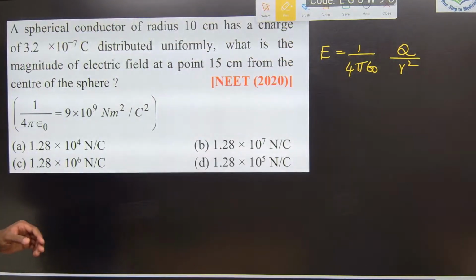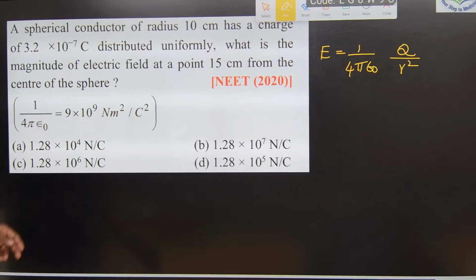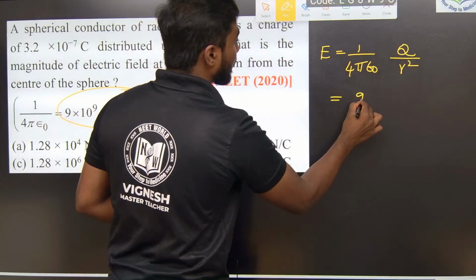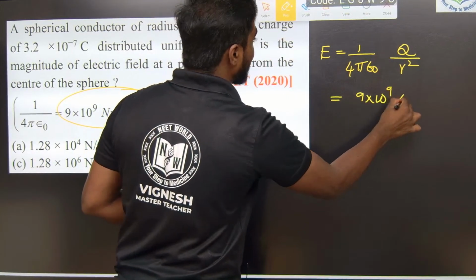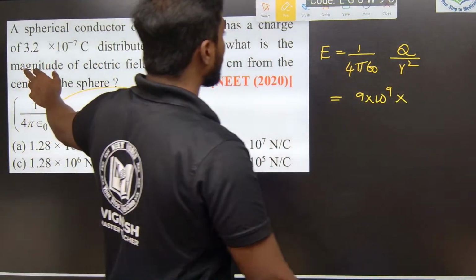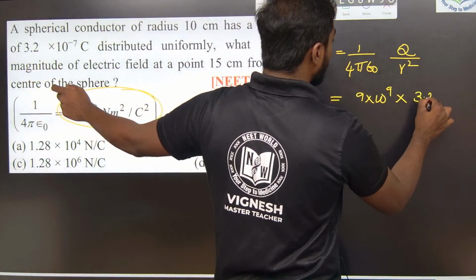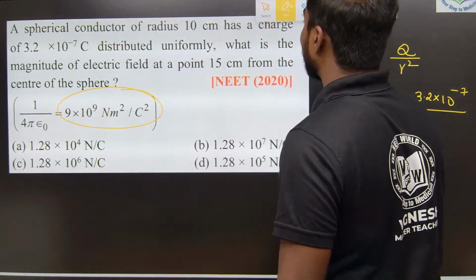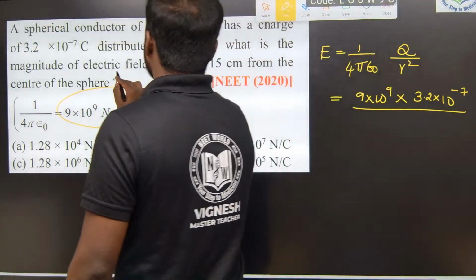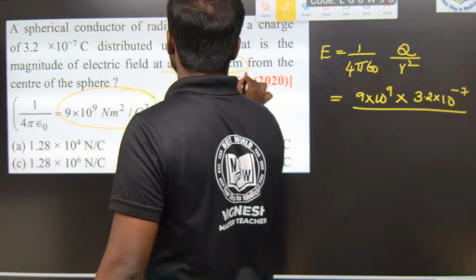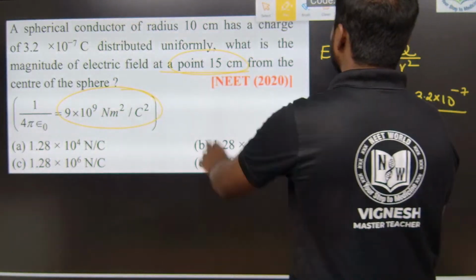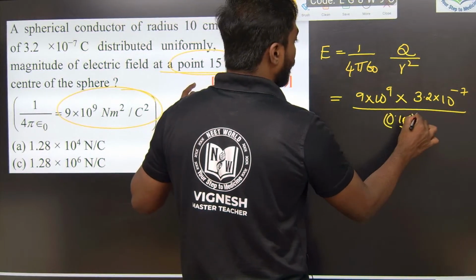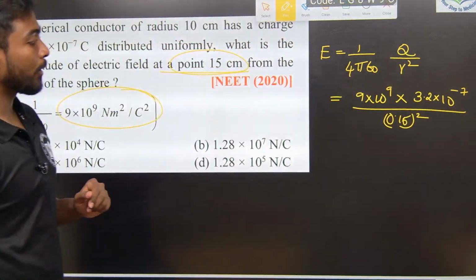The value of 1 by 4 pi epsilon naught is given, it is 9 into 10 power 9. What is the charge given? 3.2 into 10 power minus 7 coulomb divided by R square. What is the value of R? They are asking electric field at a point 15 centimeter, so convert it into meter: 0.15 the whole square.